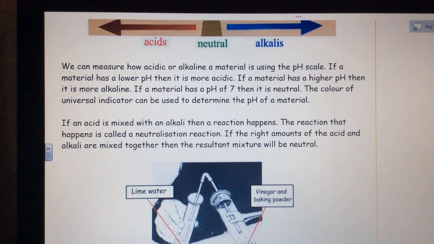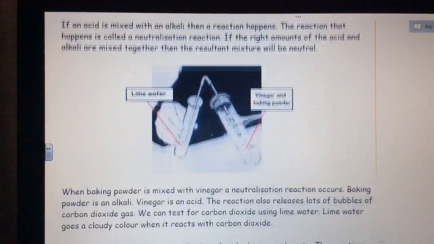If an acid is mixed with an alkali, then a reaction happens. The reaction that happens is called a neutralization reaction. If the right amounts of acid and alkali are mixed together, then the resultant mixture will be neutral.